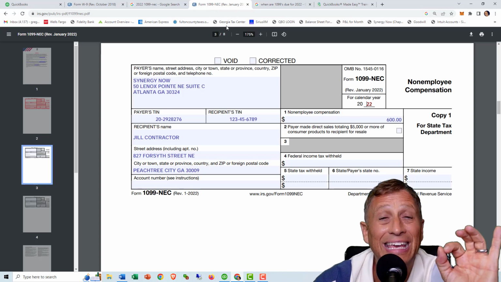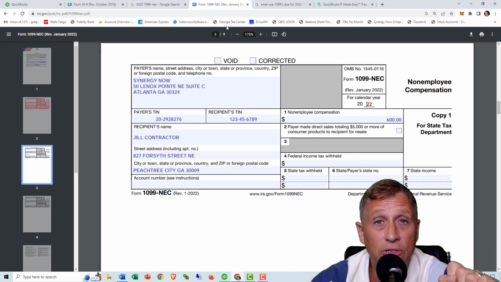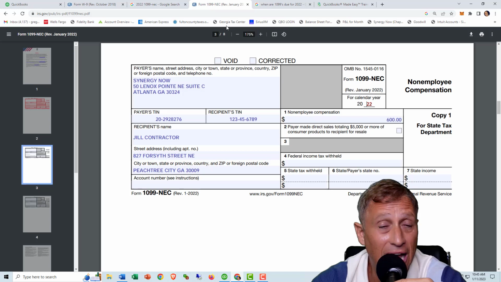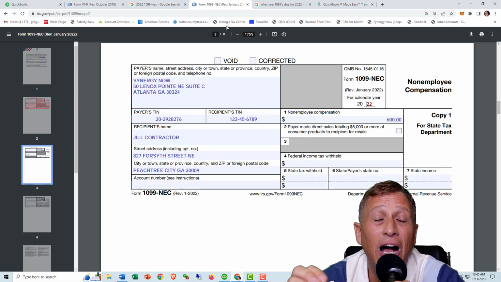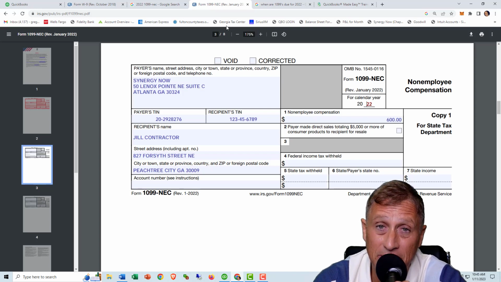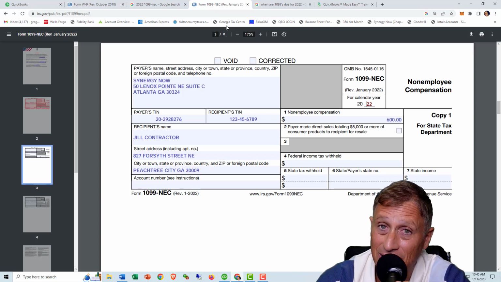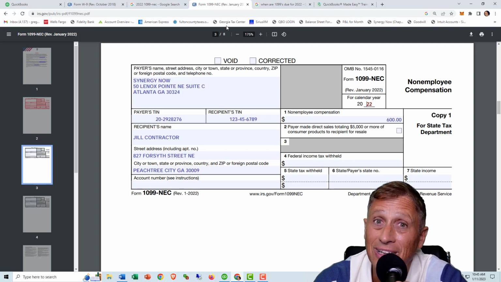Now, if for some reason you decide that you're going to blow it off and you're not going to do this by January the 31st, the penalty is $50 per 1099, and then I think it goes up to $100 after that. So it's an expensive proposition not to do. You can get in trouble for it, so you should definitely do it.